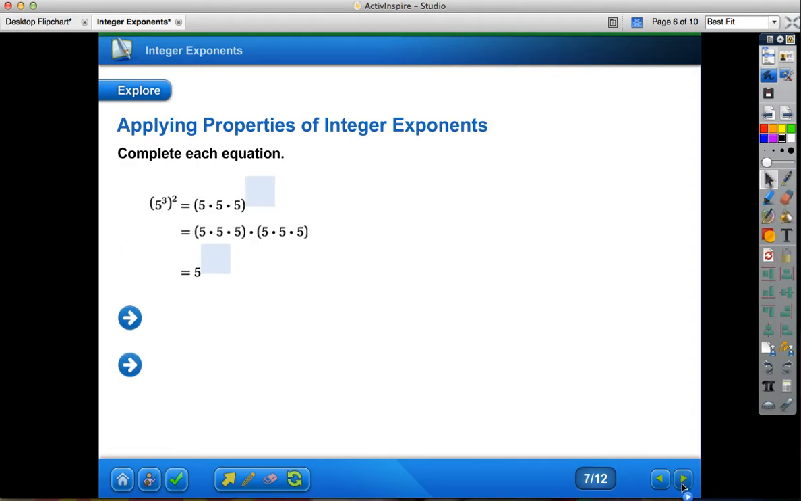Moving right along. So now we're going to complete this and we're going to look at multiplying. So we have 5 to the third to the second. So we have 2 exponents here. So that means that we're taking 5 to the third and we're going to spread it out. So it actually means 5 times 5 times 5, and now we have to square that. So that means that not only do we have one of these, but we have 2 of them. So we have 5 times 5 times 5 times 5 times 5 times 5, because that's what squared means.